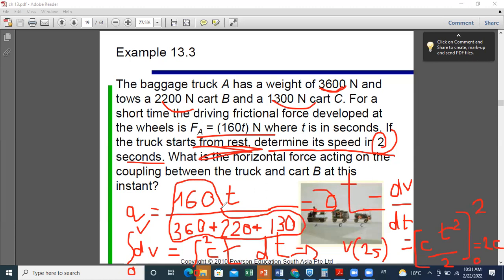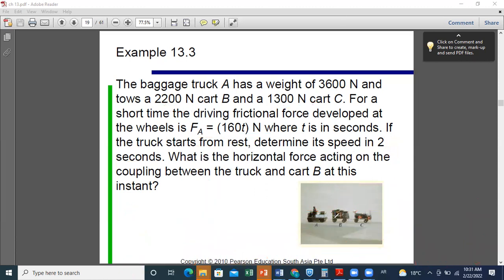Now, what about the coupling force between A and B? How can I find this force? What should I do?